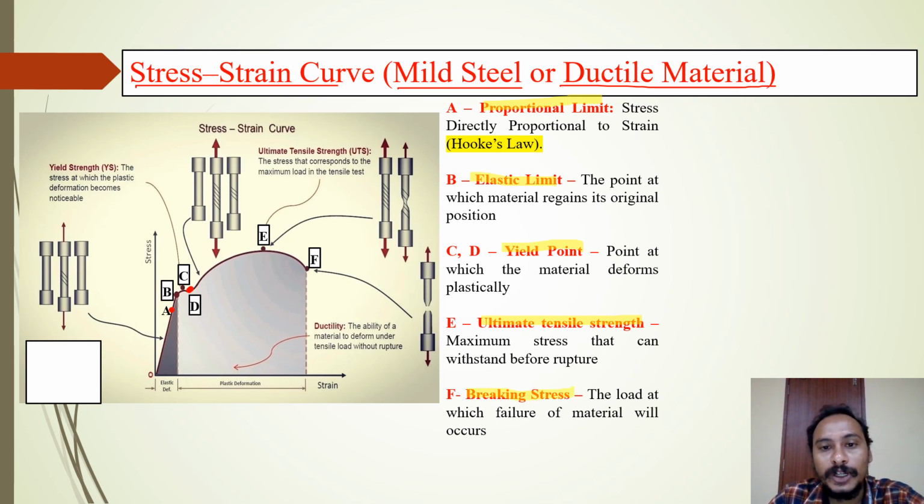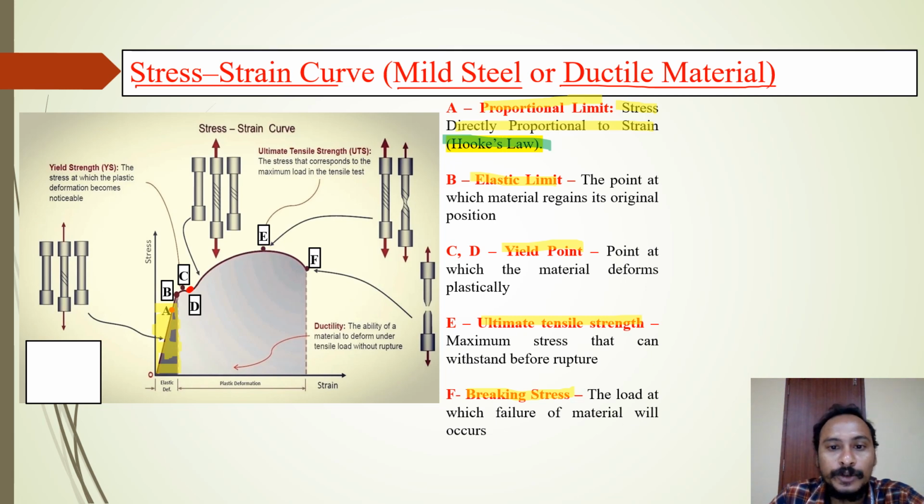What does proportional limit mean? This is the point up to which stress is directly proportional to strain. Which means that up to this point, if we apply some load, the same amount of deformation will take place linearly up to this point. So this is called the proportional limit. We also call it Hooke's law. So the proportional limit is where stress is directly proportional to strain, which is also called Hooke's law.